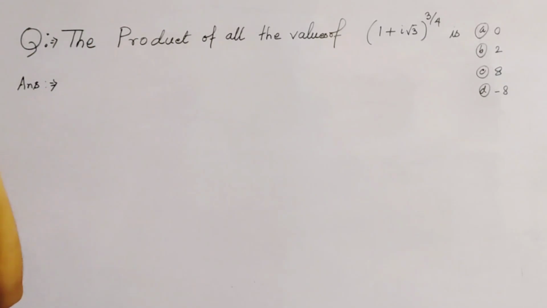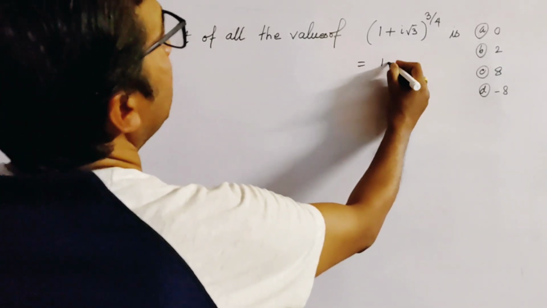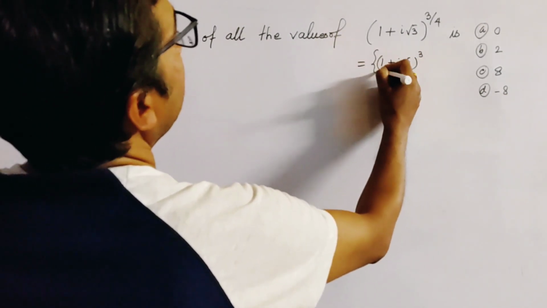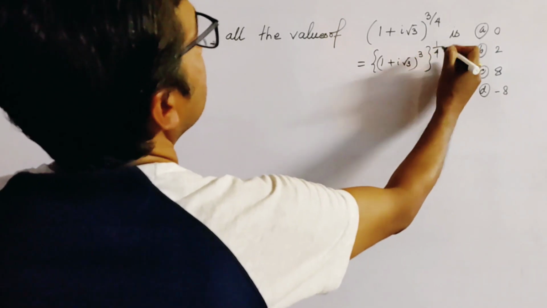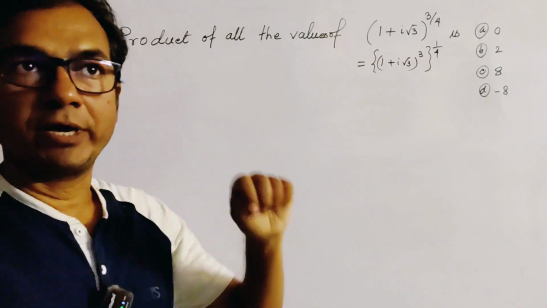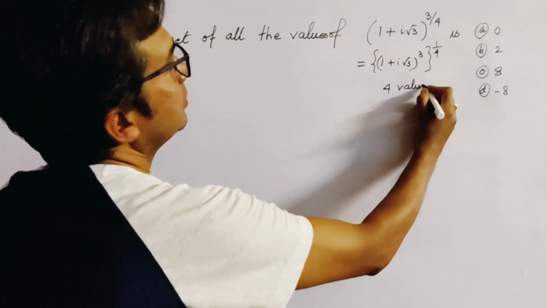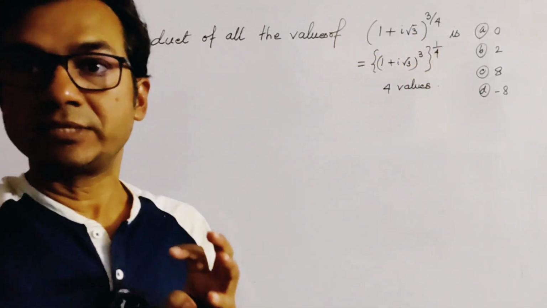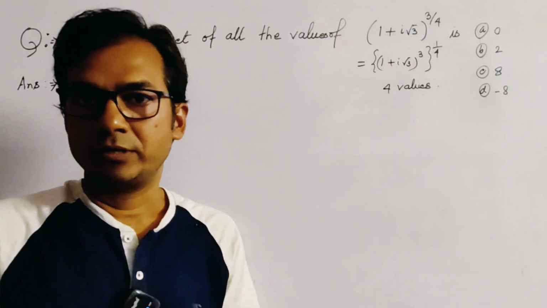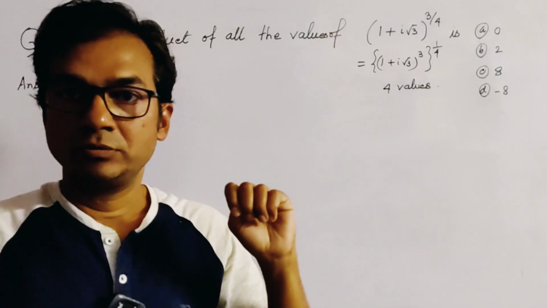Here we see that this complex number is of the form (1 plus i root 3) whole raised to 3, and this to the power 1 by 4. That is, this is the 4th root. So it has 4 values, because the nth root has n values, and the 4th root has 4 values of the complex number. Now we have to find the product of these 4 values.